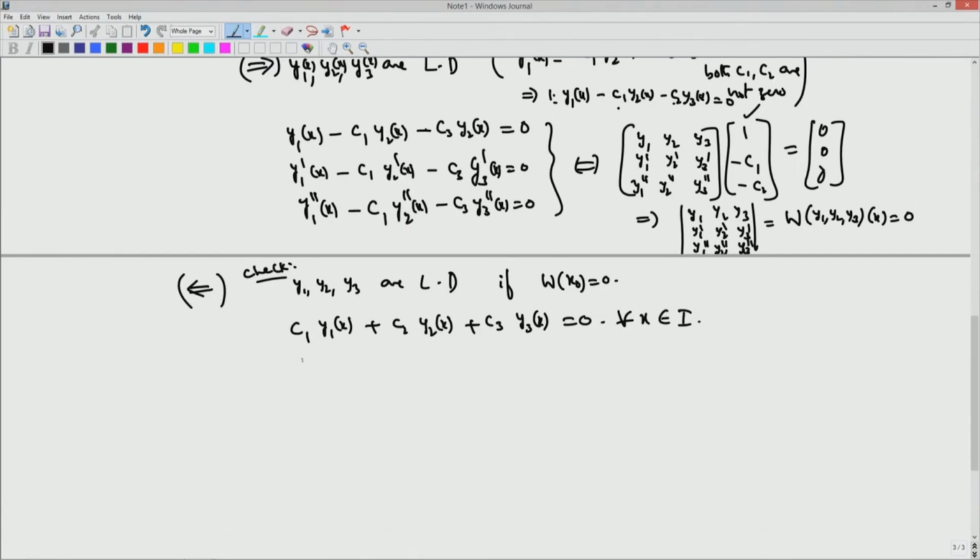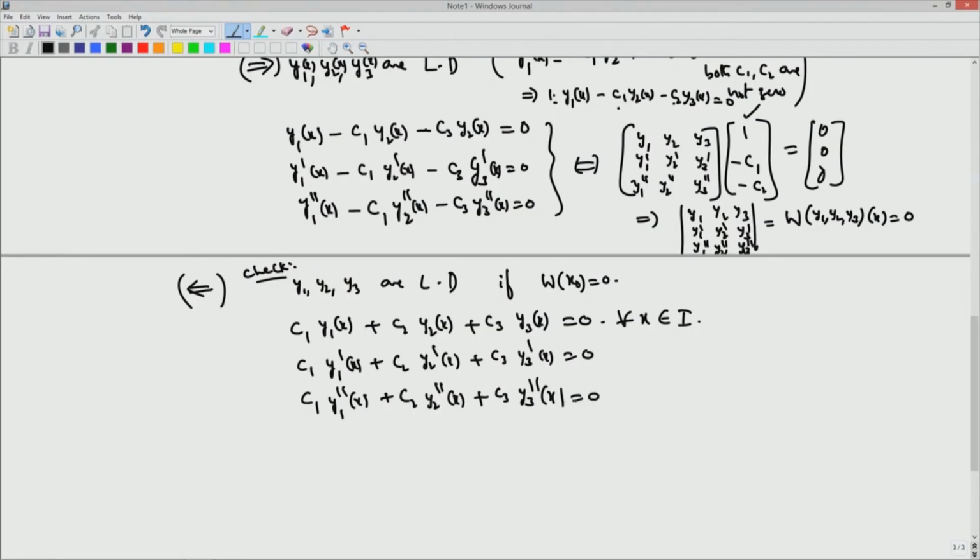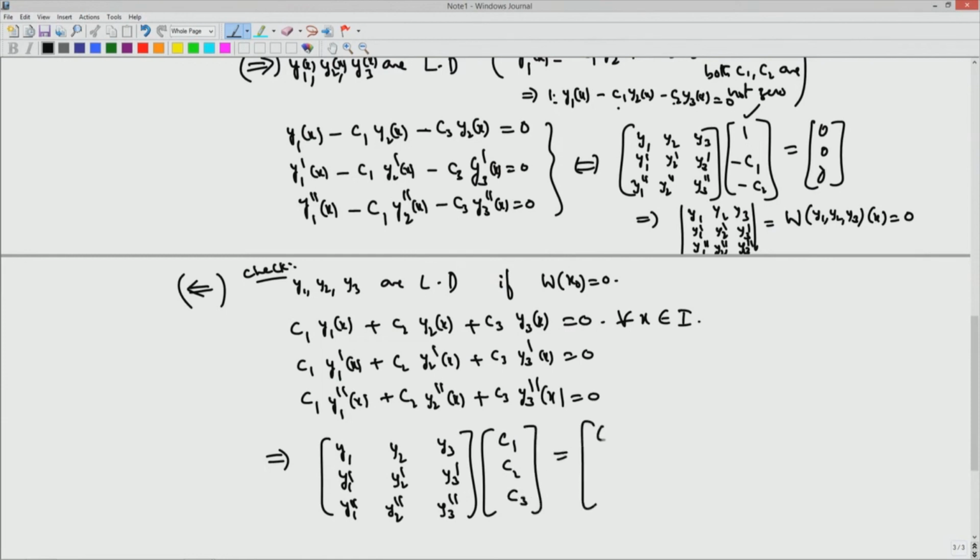So, once you make this, you can differentiate, the same as earlier: c1 y1 dash of x plus c2 y2 dash of x plus c3 y3 dash of x equal to 0, and then you can also differentiate twice: c1 y1 double dash of x plus c2 y2 double dash of x plus c3 y3 double dash of x equal to 0. So, what is this? This means I have this system: the matrix with rows y1 y2 y3, y1 dash y2 dash y3 dash, y1 double dash y2 double dash y3 double dash, times c1 c2 c3 equal to 0 0 0.